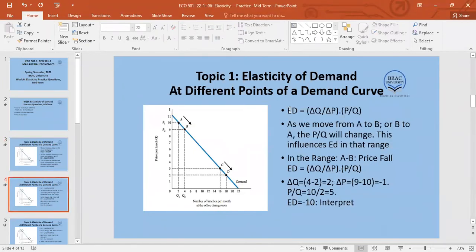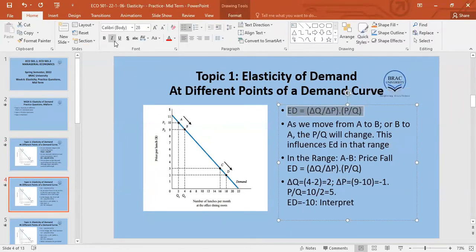Elasticity of demand we have always defined like this. We are now going to apply this formula. As we move from A to B or B to A, the P by Q will change. Right? If we are moving from A to B, what is P by Q? 10 divided by 2, right? If we go from A to B, what is the P by Q ratio? 10 by 2, right? Yes, sir. So this is 10 by 2. Good. If we moved from B to A, then the ratio would have been 9 by 4.